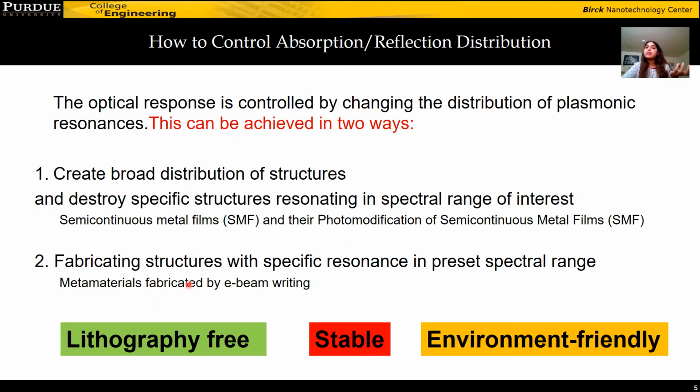There are other methods currently used, where you have metamaterials fabricated by e-beam writing, but this is an expensive method. What we are suggesting is lithography free, because we're not using e-beam writing, we're just using a simple deposition method. Then these structures are going to be very stable, as we are going to discuss in the upcoming slides. And of course, it's environment friendly because we are not using any artificial harmful dye here.